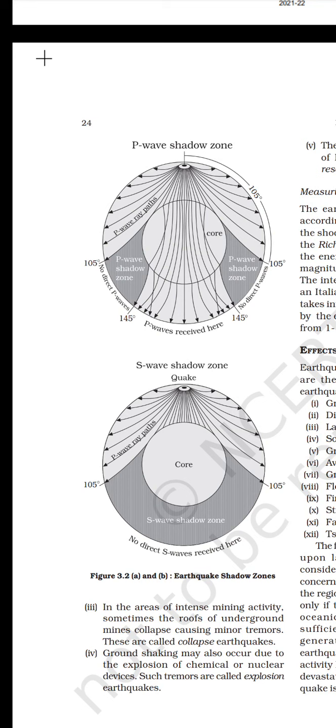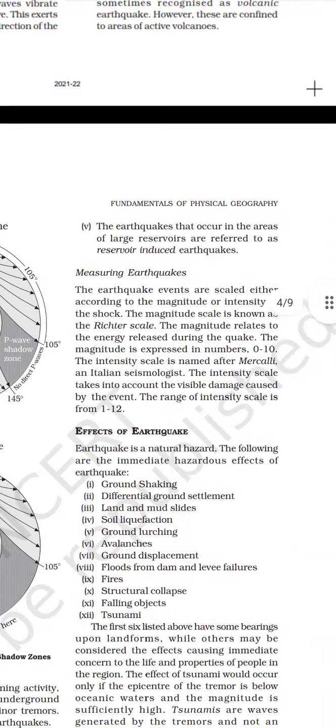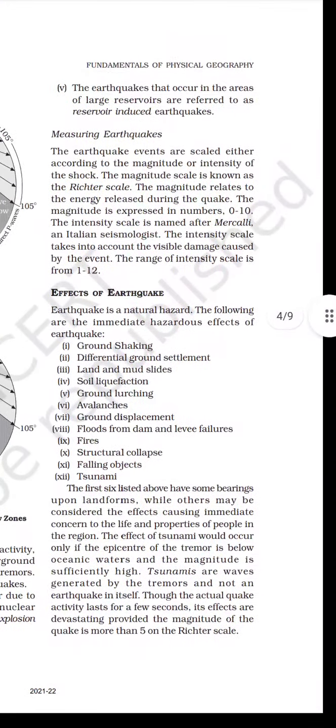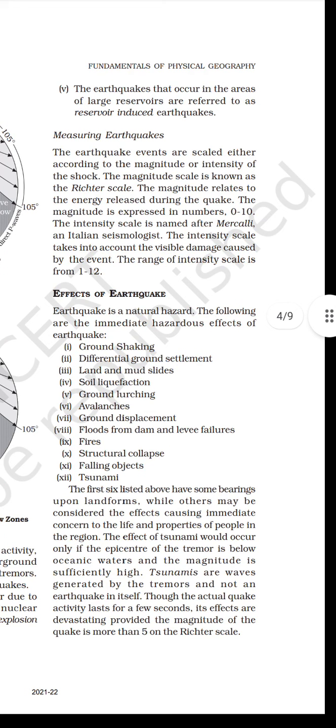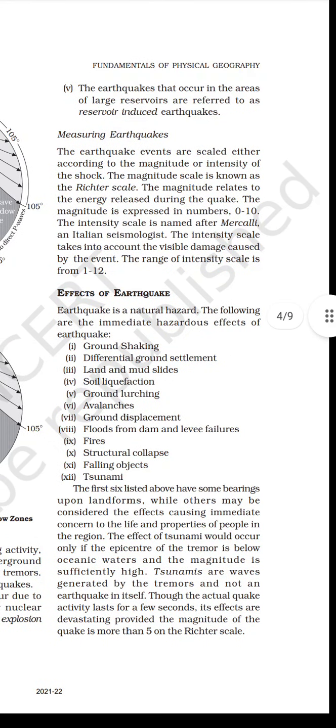In the areas of intense mining activity, sometimes the roofs of underground mines collapse, causing minor tremors. These are called collapse earthquakes. Ground shaking may also occur due to the explosion of chemical or nuclear devices. Such tremors are called explosion earthquakes. The earthquakes that occur in the areas of large reservoirs are referred to as reservoir induced earthquakes.